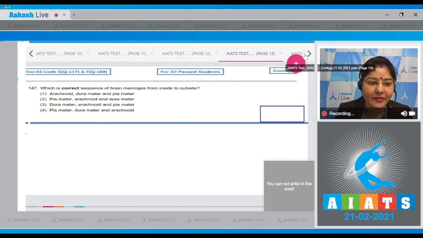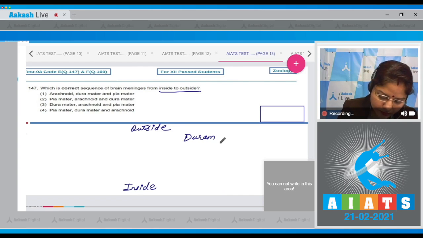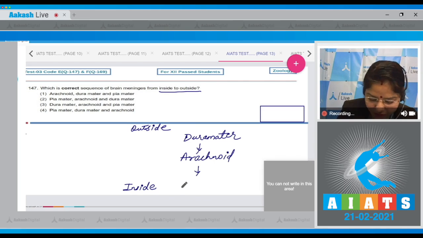Question number 147. Which is the correct sequence of brain meninges from inside to outside? If we see brain meninges from outside to inside, first is dura mater, then next arachnoid, and the meninges which is closely invested on the outer surface of the brain is pia mater.